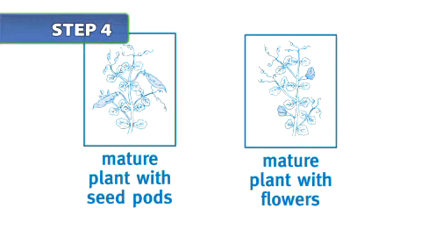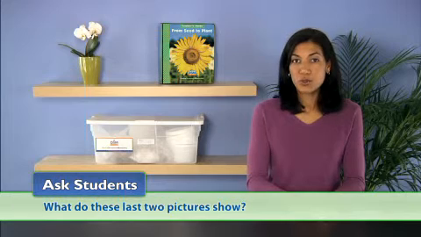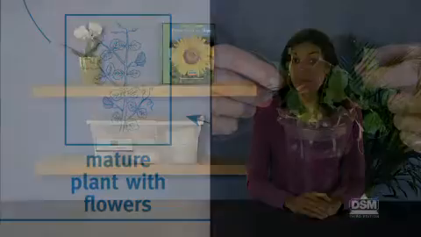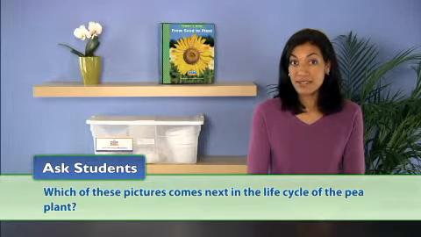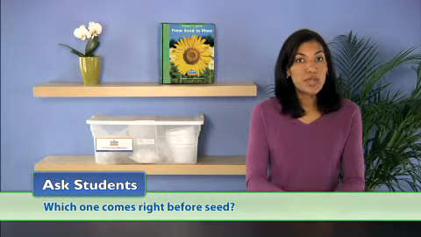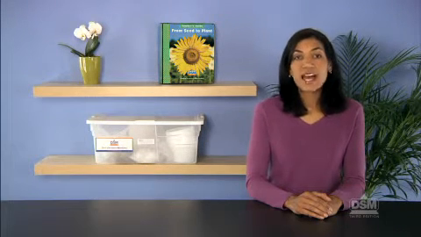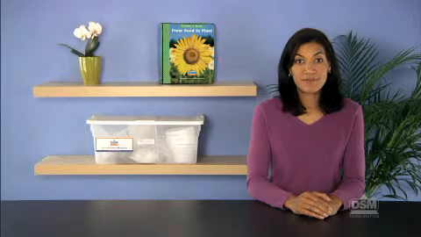Next, show students the remaining 2 pea plant life cycle pictures and ask, what do these last 2 pictures show? Students should identify the pictures as showing the pea plant with flowers and the pea plant with seed pods. Then ask, which of these pictures comes next in the life cycle of the pea plant? Which one comes right before seed? Guide students to understand that the mature plant with flowers comes first and that the mature plant with seed pods comes right before the seed.